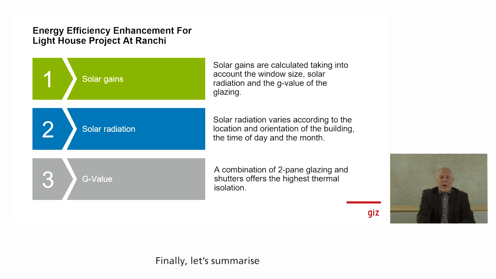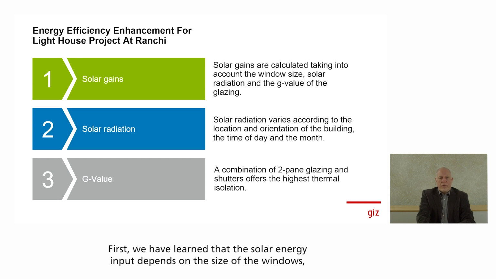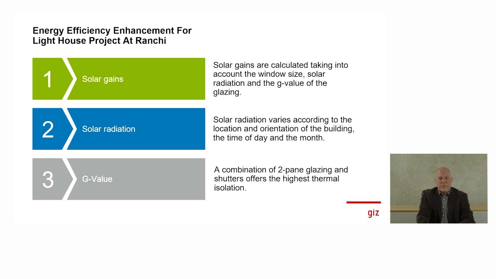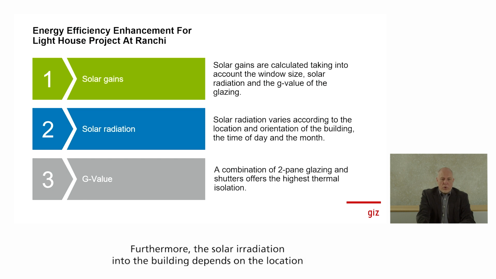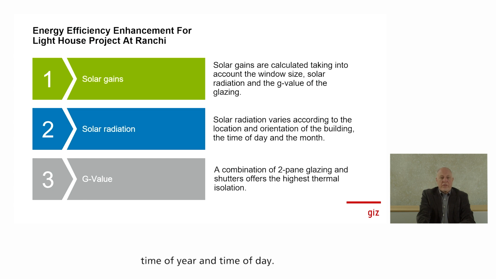Finally, let's summarize everything again in a few key statements. First, we have learned that the solar energy input depends on the size of the windows, the incident solar radiation, and the g value of the glazing. Furthermore, the solar irradiation into the building depends on the location of the building and its orientation, as well as the respective time of year and time of day.